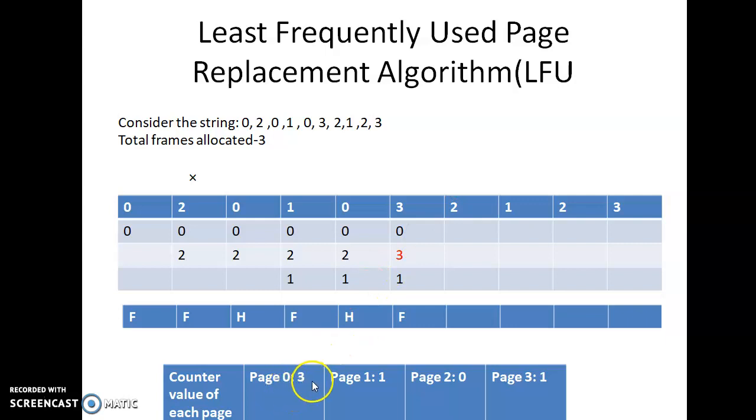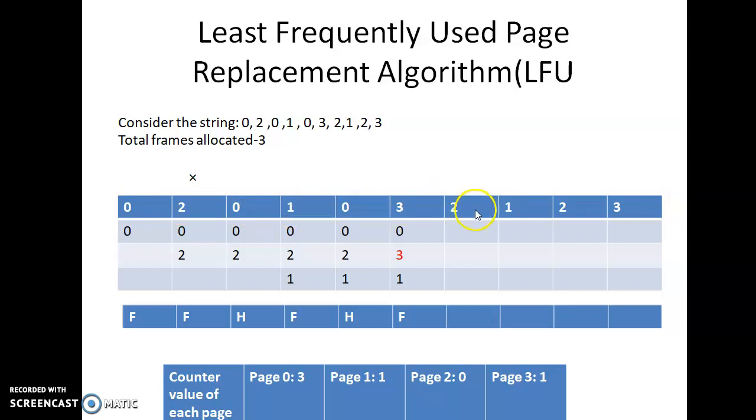Page 0 has been referred 3 times, its counter value is 3. Then page 1 counter value is 1 and page 3 counter value is 1. So according to the counter value, the page that can be replaced is either page 1 or page 3. Out of page 1 and 3, which one has been referred earlier? Here in the reference string we can see that page 1 has been referred earlier.